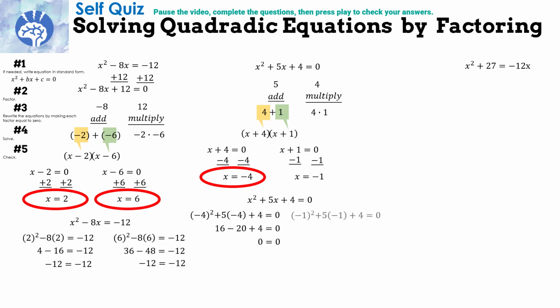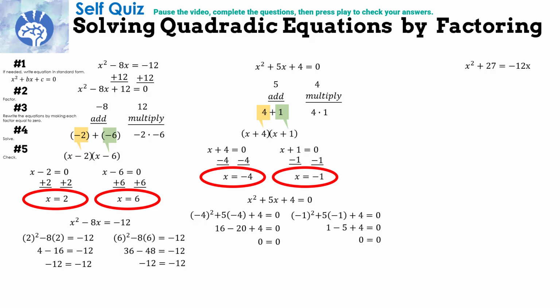Let's do it for negative 1. So I'm going to substitute negative 1 in for all of my x's. And as I simplify, hey, 0 equals 0, so x equals negative 1 is also a solution for this equation.